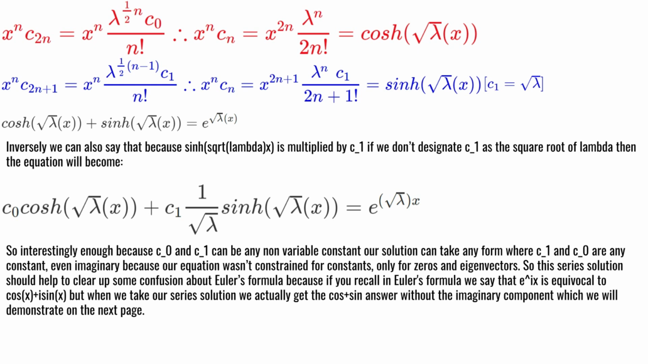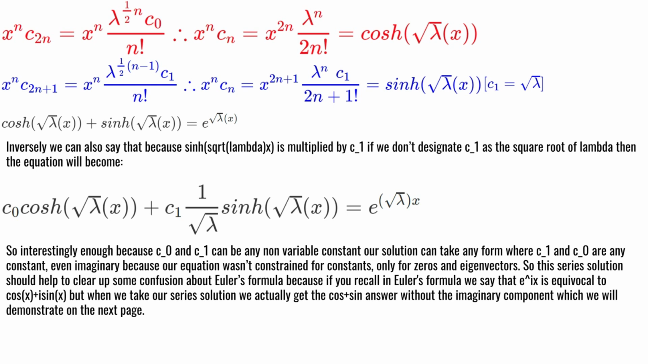If we assume that c sub 1 is any constant and not the square root of lambda, then we get c sub 0 times cosh of the square root of lambda multiplied by x plus c sub 1 times 1 over the square root of lambda sinh of the square root of lambda times x. Again, c sub 1 and c sub 0 are just any arbitrary constants, so we can make that assumption. That's the solution. We can assume they're any real value, and this will be a solution. So it's easier to write it this way.